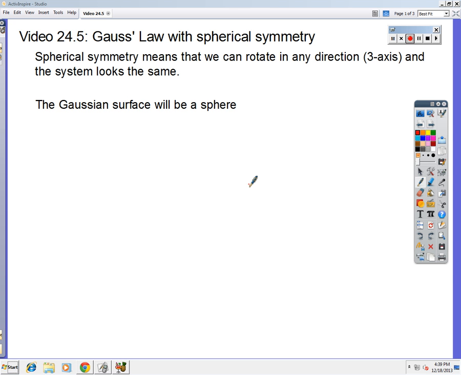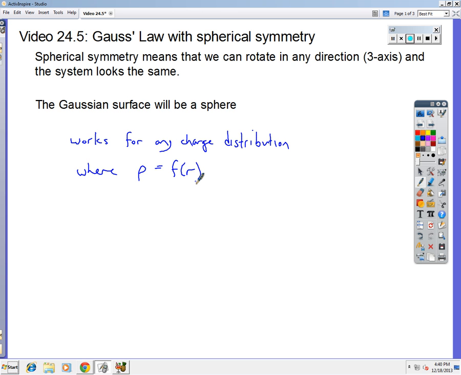It's called spherical symmetry because if you take a sphere and you rotate it any way you want, it's still going to look the same. And not surprisingly, the Gaussian surface will be a sphere. Very basic example of this is a point charge, but this will work for any charge distribution where the charge density rho is a function of the radius.